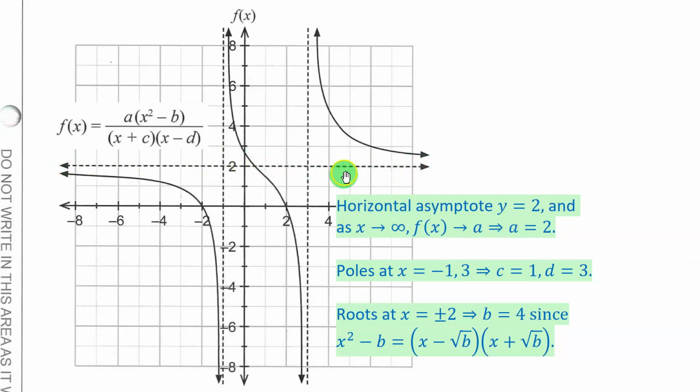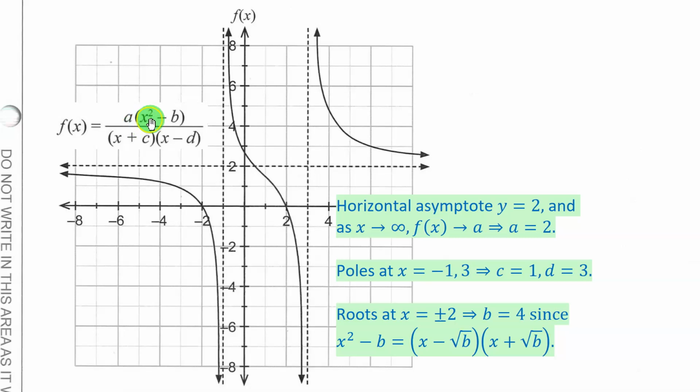There's a horizontal asymptote heading across here. So we know as x tends to infinity, the function tends to this value. So looking at this, upstairs we've got a quadratic with a factor of a, and downstairs we've got a quadratic where the x squared term has got a coefficient of 1. So basically f of x, as x gets very large, will simply become the value of a, which means a must be 2.